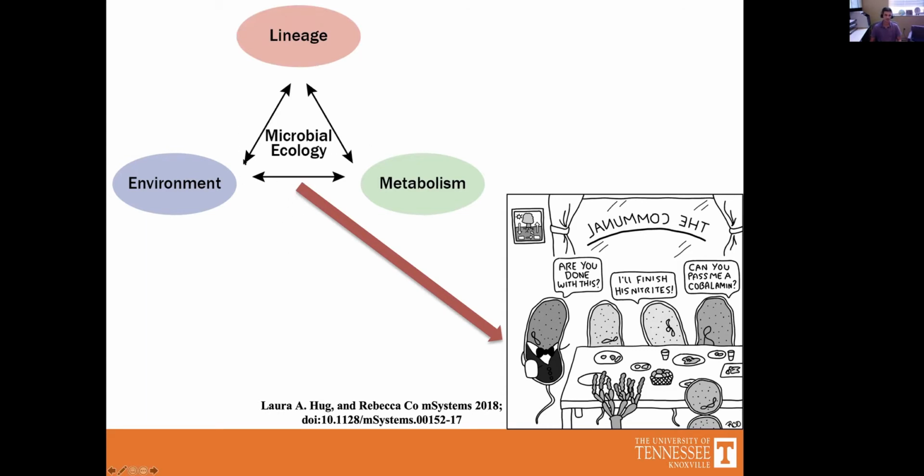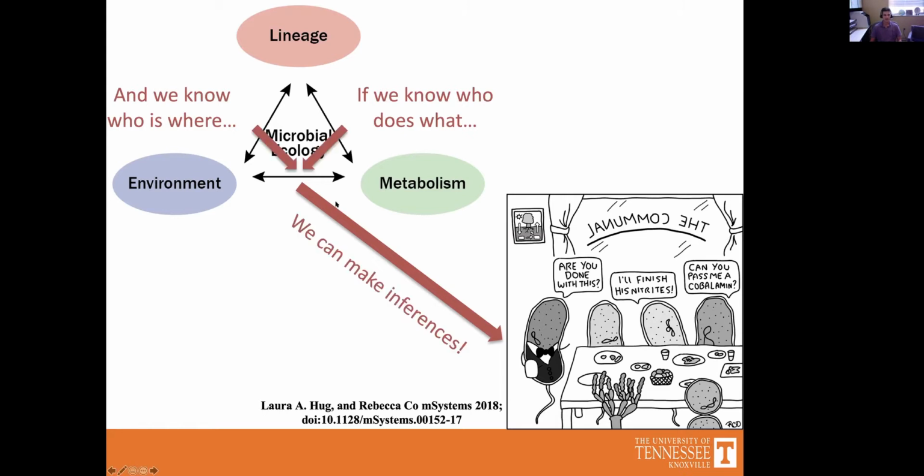And so this is my conceptual diagram of microbial ecology. There's this interaction between lineage and environment, and there's this interaction between lineage and metabolism. And so if we had some sort of constraint on the relationship between what microbial metabolisms can do and the lineages, and then we also had some notion of where lineages are with respect to environments, then ideally, we could maybe make some inferences on what these lineages are doing in these environments.